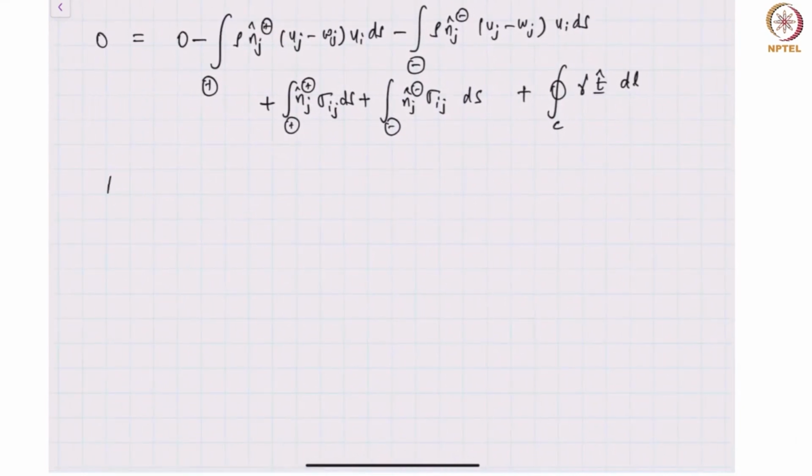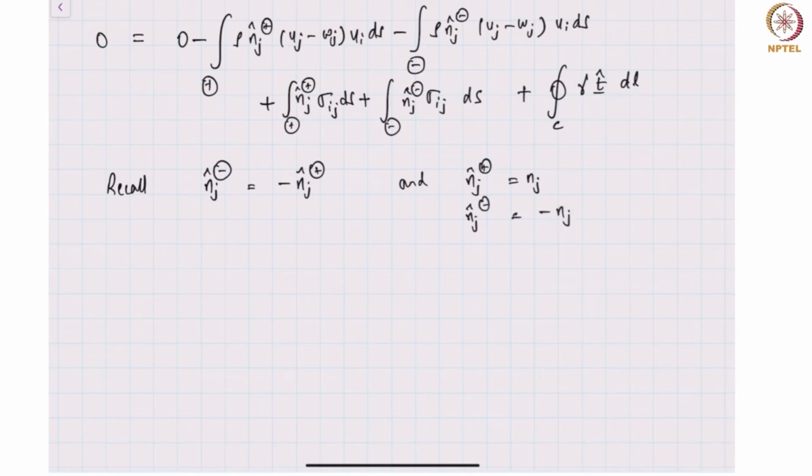Now, recall nj minus is negative of nj plus. And therefore, wherever there's nj plus, I can simply write it as nj, and nj minus, I'll simply write it as minus nj. That's a convention that we followed earlier as well, so nothing new there. So we'll write down all these terms again.